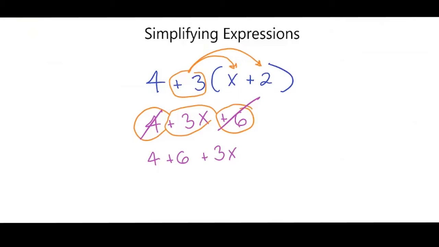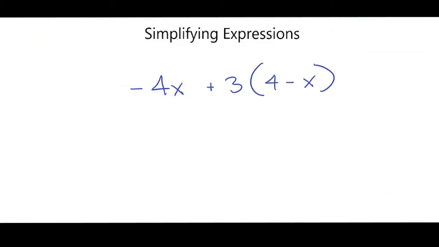Okay, now I'm going to combine like terms. Since 4 plus 6, I can do that. So that's 10 plus 3x. And since I can't combine 10 and 3x because they're not like terms, I leave it like that. And our final answer is 10 plus 3x.